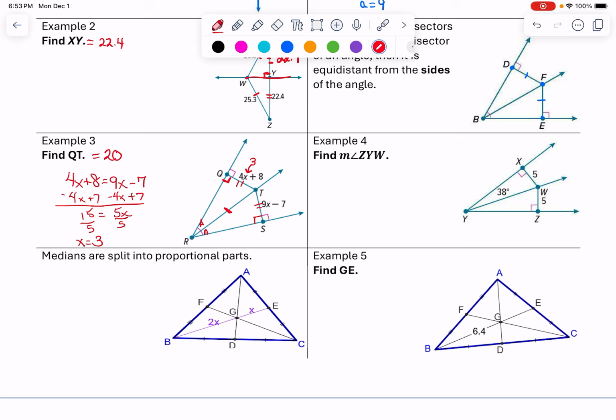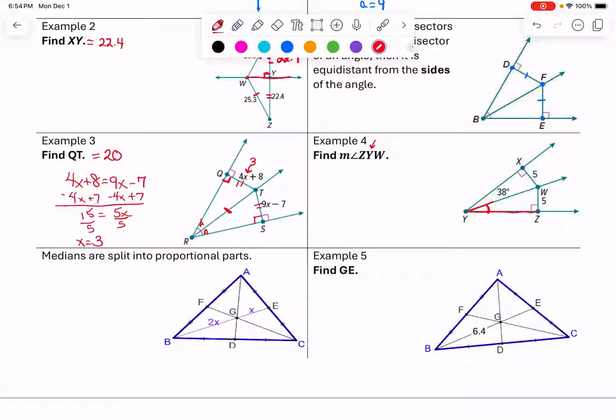Example 4 says I need to find the measure of angle ZYW. Y is in the middle, so ZYW says I want to find this whole angle. Excuse me, mistake. I was reading XYW. ZYW says I need to find this angle right here.